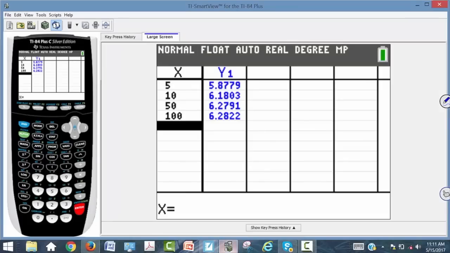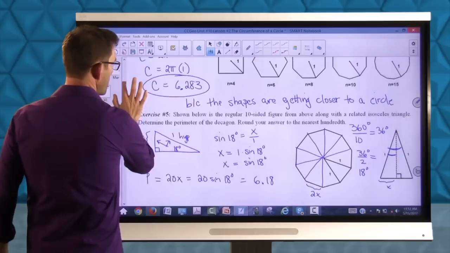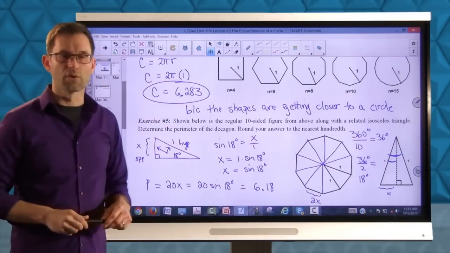We could keep doing this. We could go with 10,000 sides if we wanted to. Then it would be very close. 6.2829 or 6.283. Let's just round it to that. And in fact, what we see with that is that it is essentially the circumference of that circle.